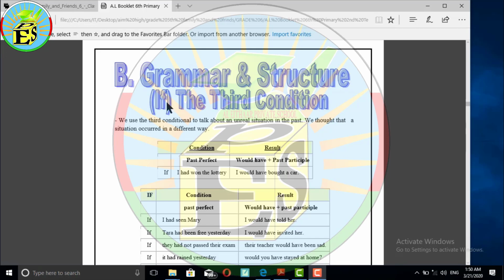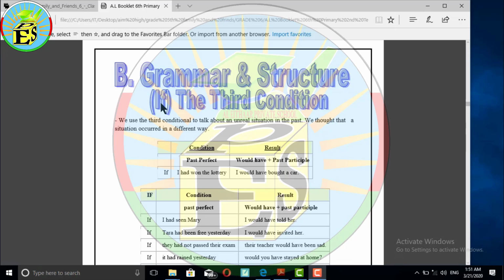We have four cases for if: zero case, first case, second case, and the third case. Use zero case to express facts, scientific rules, and the true things around us. Use the first case to express things that will happen in the future, the predictions, your hopes, your wishes.